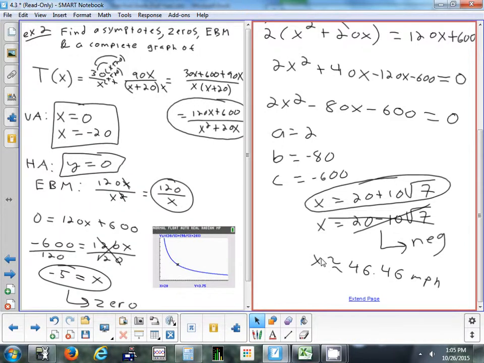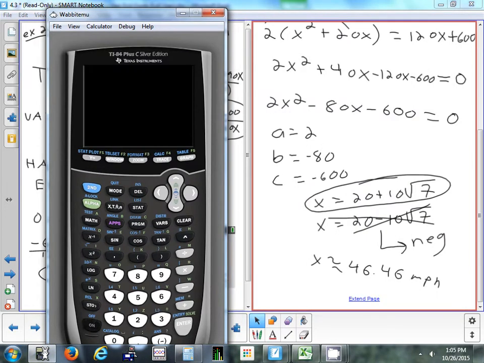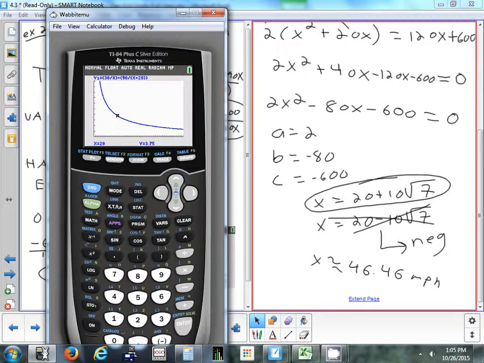All right, so now the same thing graphically. There's the graph of her time. What do I have to do to find it graphically if it takes 2 hours? You could graph y equals 2 and then intersect, and see where they intersect. Okay, and hopefully it's 46.46. And this time we get 46.46.